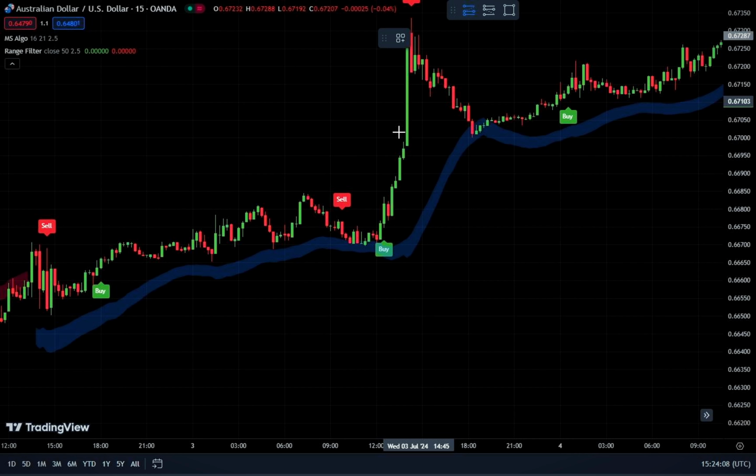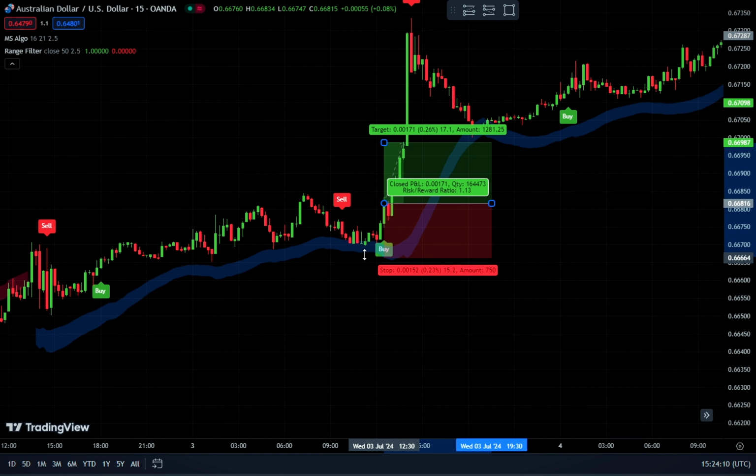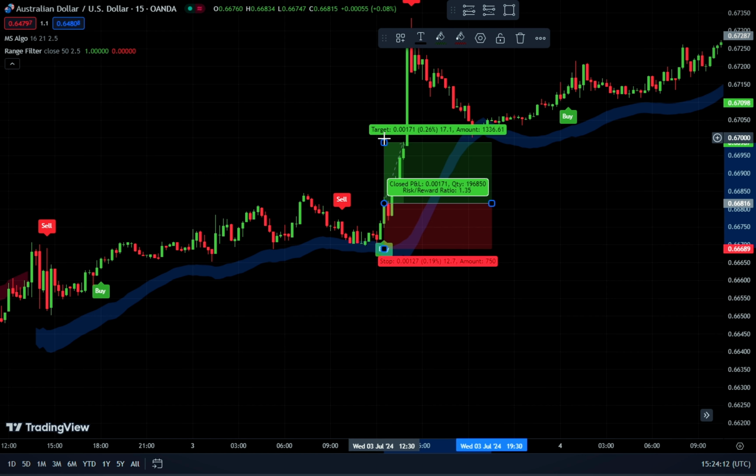Make sure the candlestick formed is a bullish candlestick. If all conditions are met, you can place a buy order after the bullish candlestick is closed. Place the stop loss at the last swing low. Use a take profit target with a risk and reward ratio of 1 to 1.5.